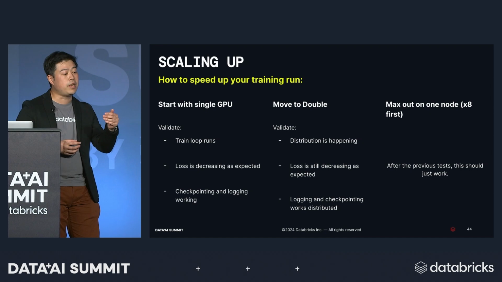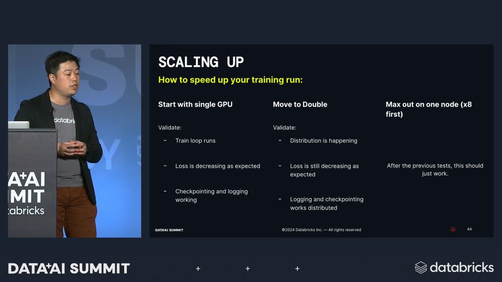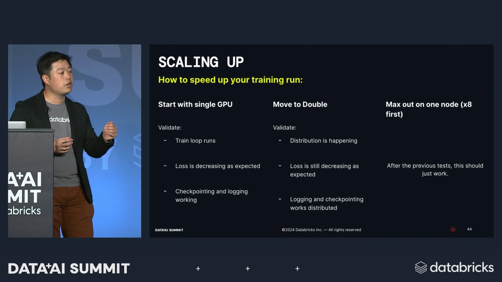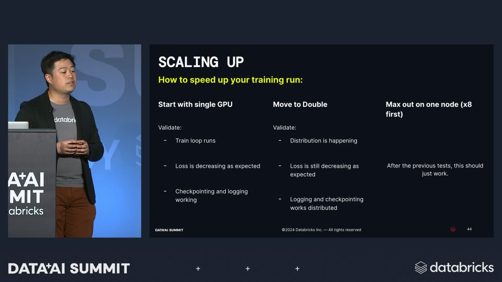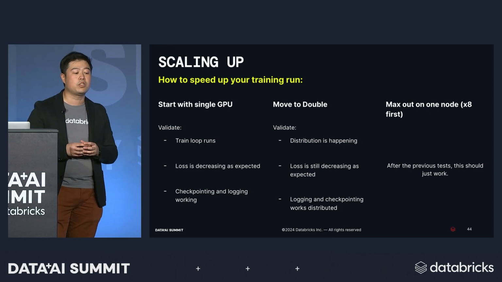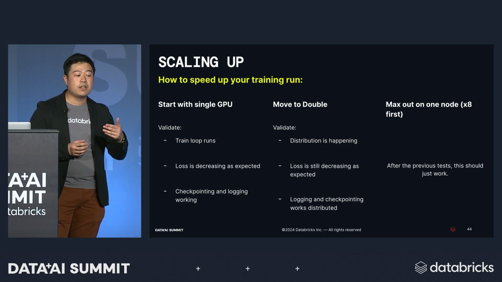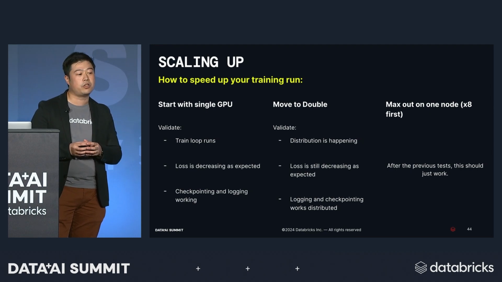You can make sure that the training is being distributed. You can make sure that the loss is still decreasing. You can make sure that logging and checkpointing is still working even after distribution. It's quite common for these things to start breaking when you move to a distributed setup. Then finally, you want to try and max out on one node. It's always easier to use 8 GPUs on a single machine as opposed to trying to get 8 machines with 1 GPU each.